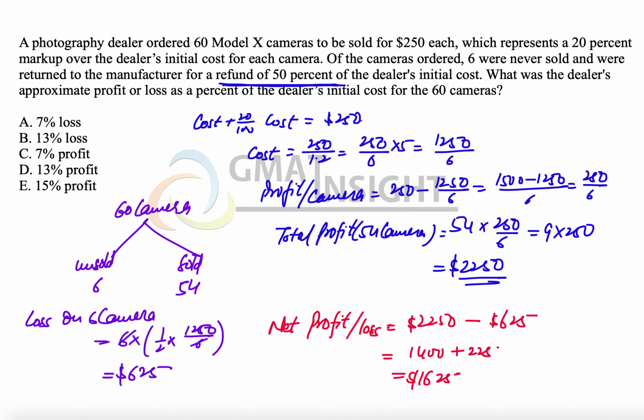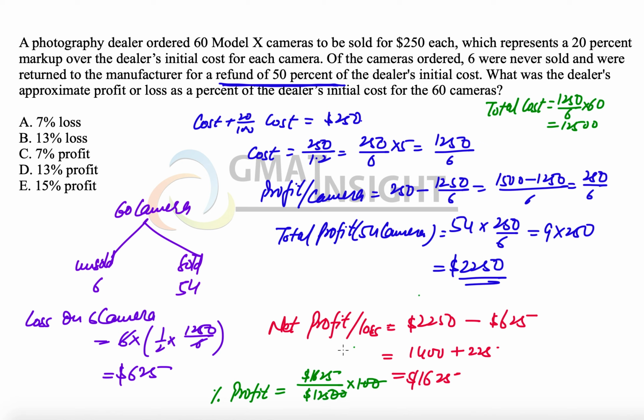So let's also calculate the last step of this calculation. That means percentage profit would be equal to, he got $1625 profit. His total cost for the 60 cameras was $12500, because we can see the total cost will be equal to 1250 divided by 6 times 60, so 12500, times 100. That's all we need to calculate.